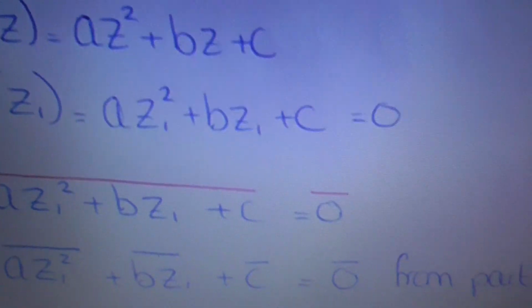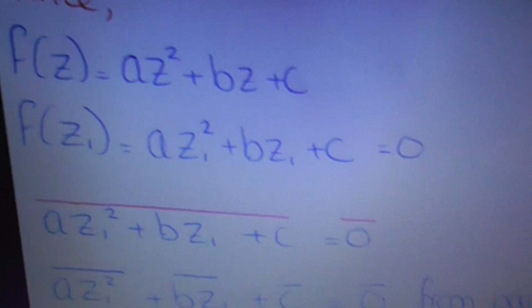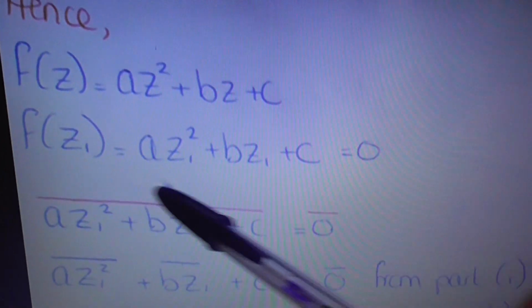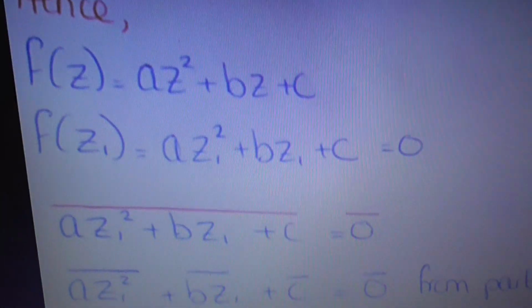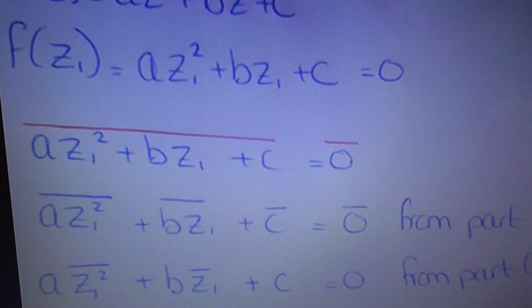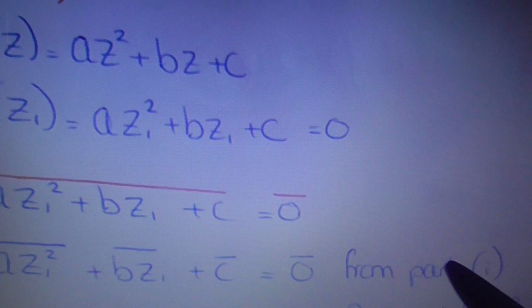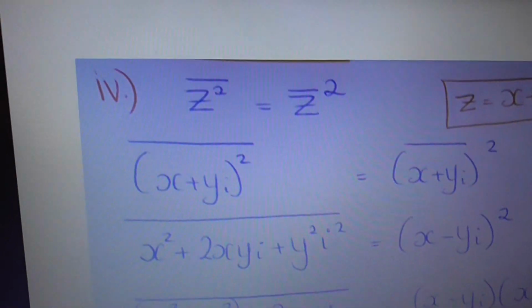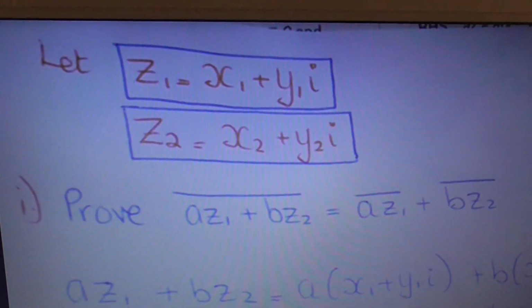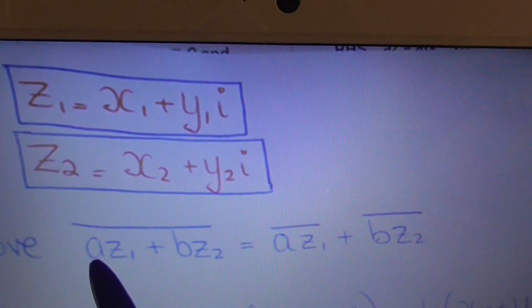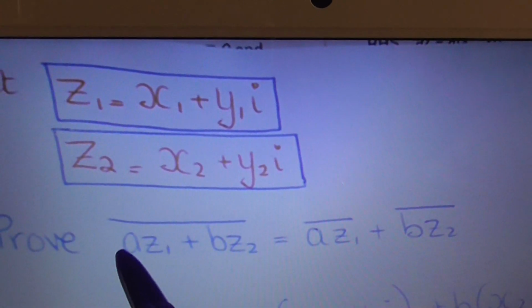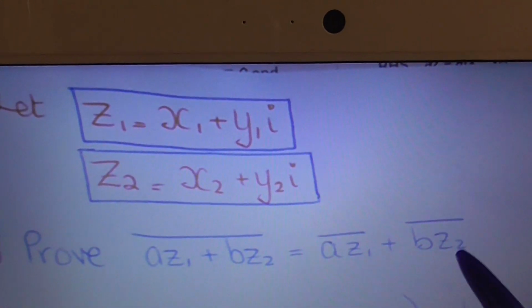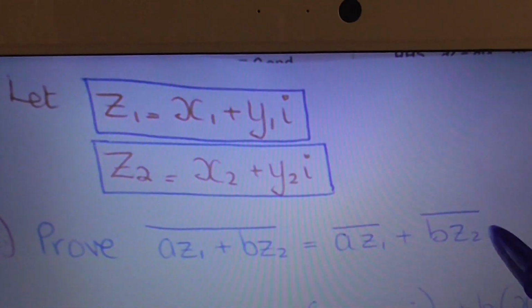So, I now know that z1 is a root of it, so I've subbed into it here. Next thing, I'm going to get the conjugate of the left-hand side, which should equal the conjugate of the right-hand side. Okay, so I've done that. I'm now going to break it up. So what I learned from part 1, if you look back at part 1, and I'm going to flick back to part 1. From part 1, we already proved that the conjugate of az1 plus bz2 can be written as the separation of both of them. Okay, we already proved that.